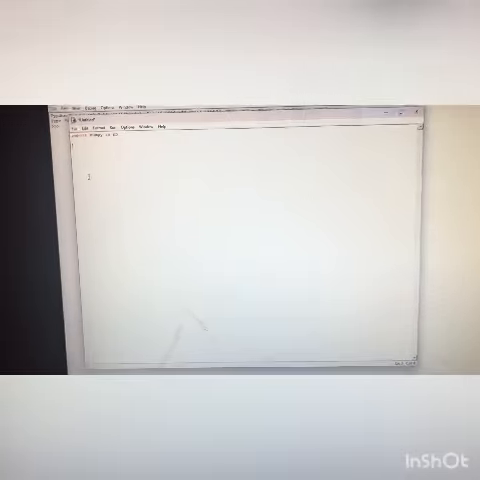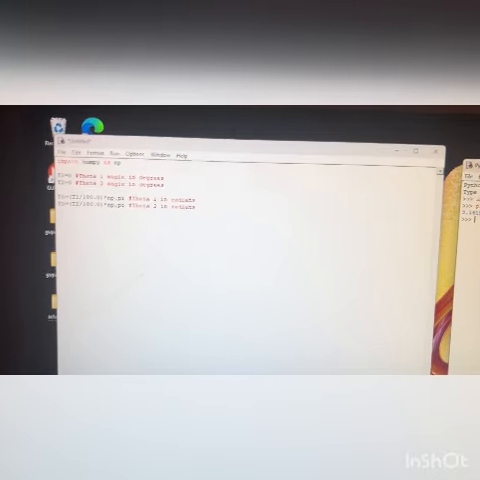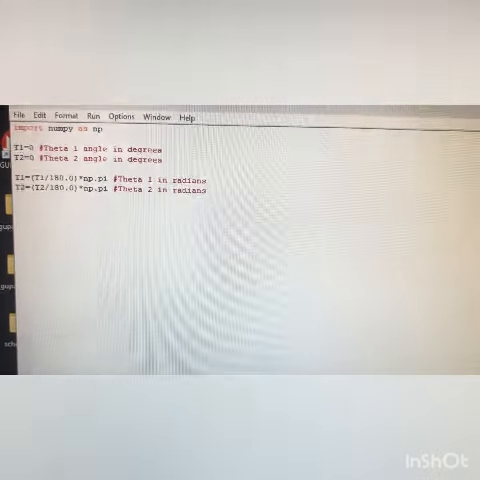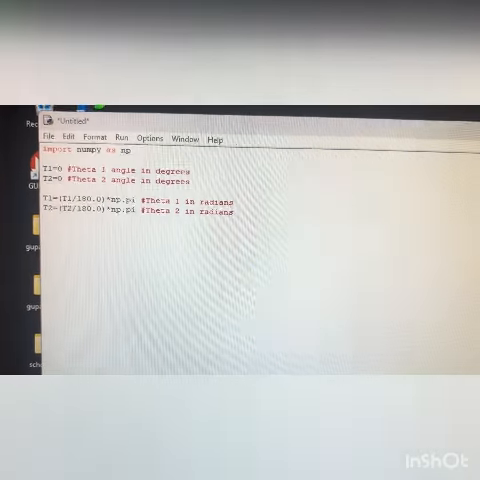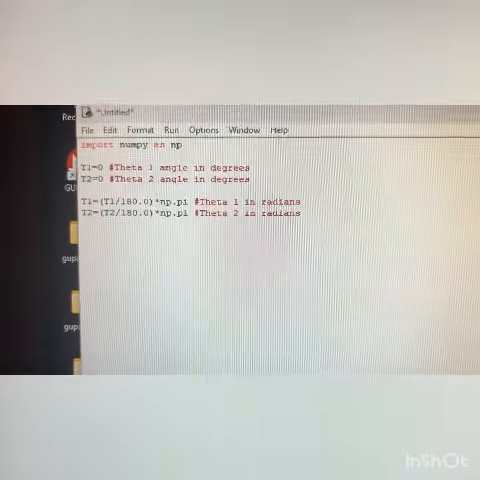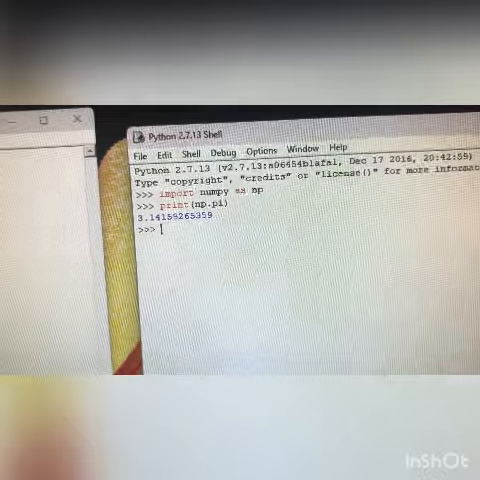So the first thing we do is we need two variables that represent theta 1 and theta 2. So now we've got theta 1 and theta 2 angles in degrees, and then we're going to convert those two into radians. We're going to do it by dividing both angles by 180 and multiplying by numpy pi. We're going to have to import numpy, and it is shown as 3.14.